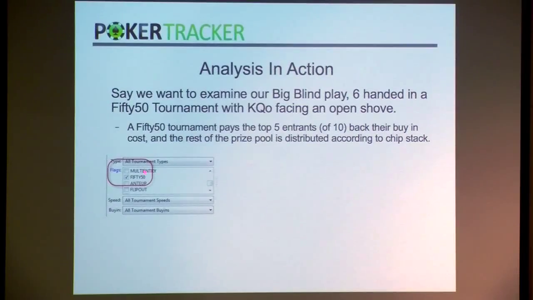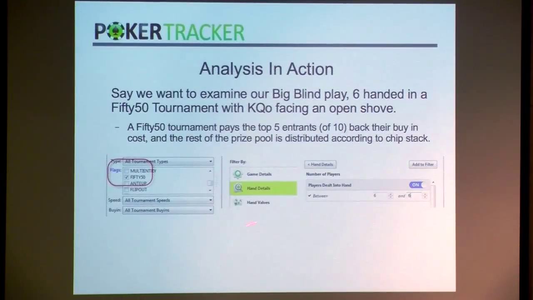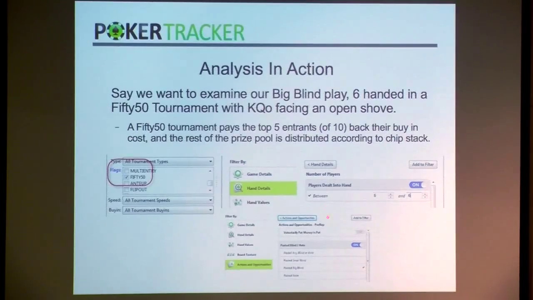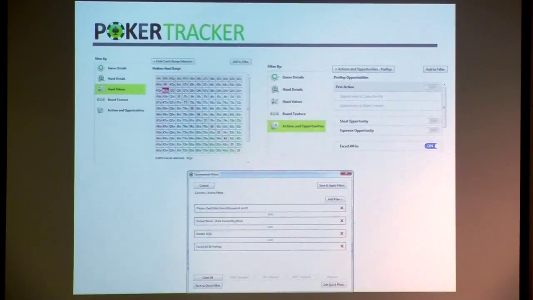So you go into the sidebar, you pick your 50-50 flag. That will limit it to 50-50 tournaments. You go into hand details, number of players. Players dealt into hands, 6-6. So now we're looking at 6-handed play in 50-50 tournaments. Actions and opportunities, pre-flop, post-big blind, bang. Add that to filter. Now we're looking at big blind play in a 50-50 tournament, 6-handed.